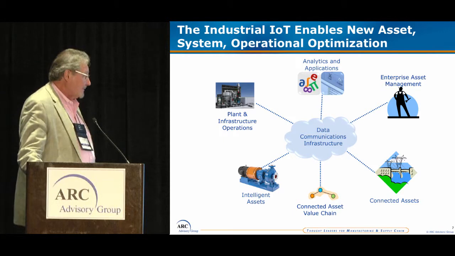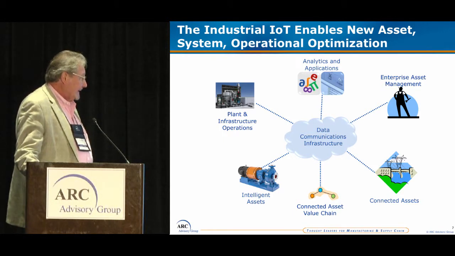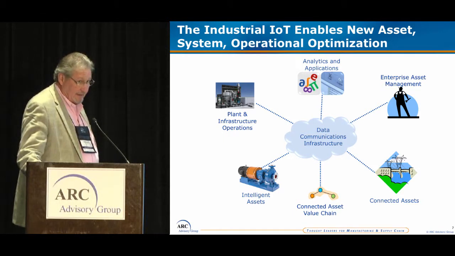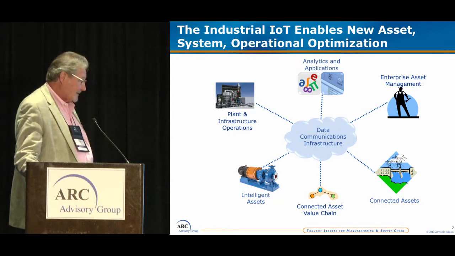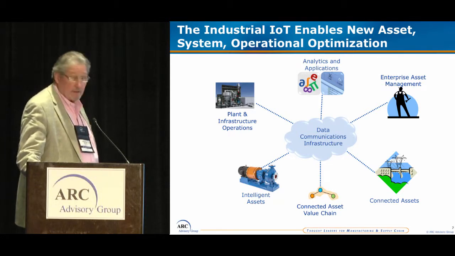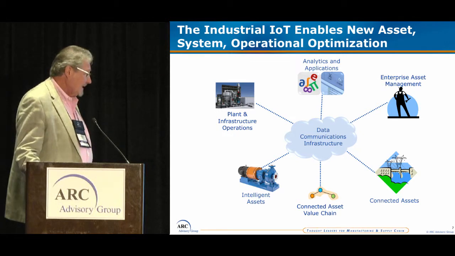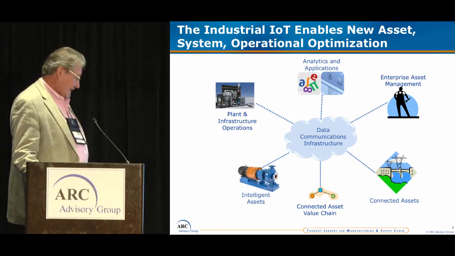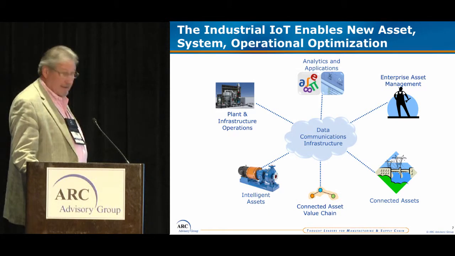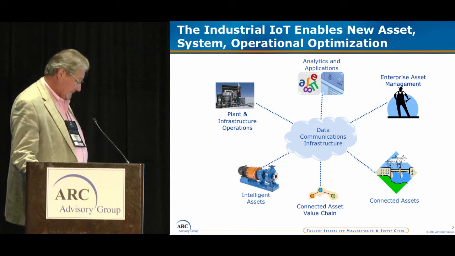The industrial Internet of Things enables new asset systems and new operational optimization. So it's going to involve plant and infrastructure operations. It's going to involve enterprise asset management, or EAM. Of course, as I just mentioned, it's going to involve analytics and applications, but also an important aspect of it is going to be the intelligent asset itself and the connected value chain.